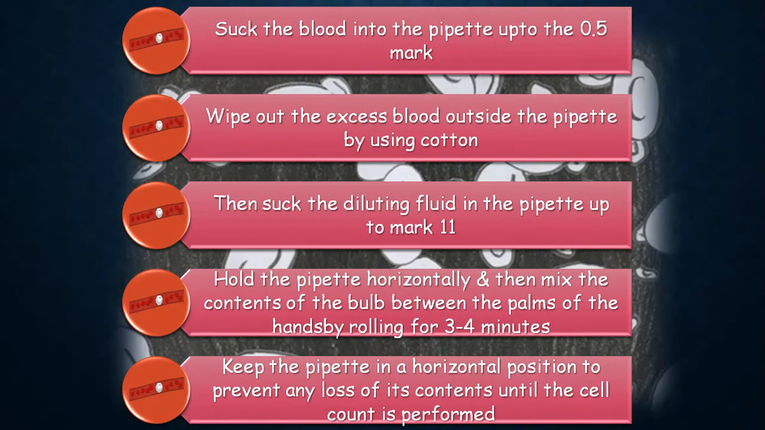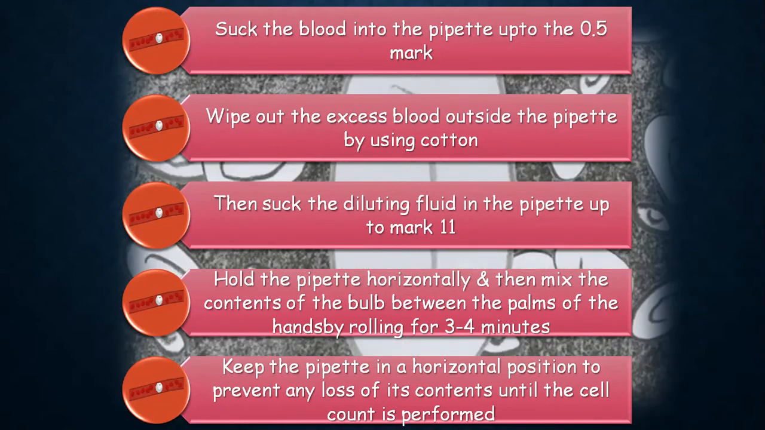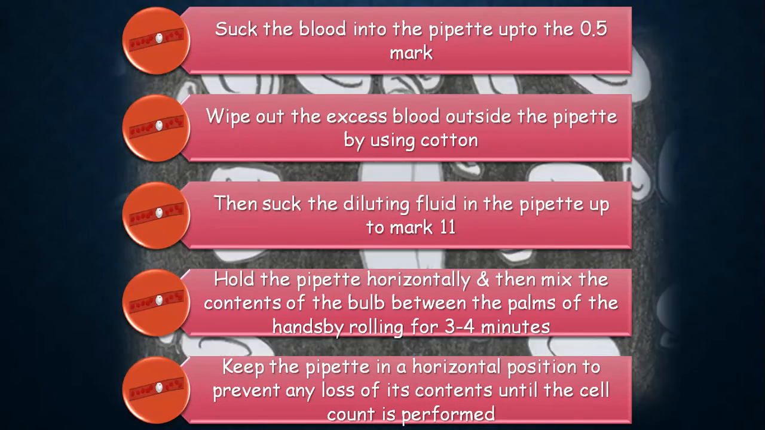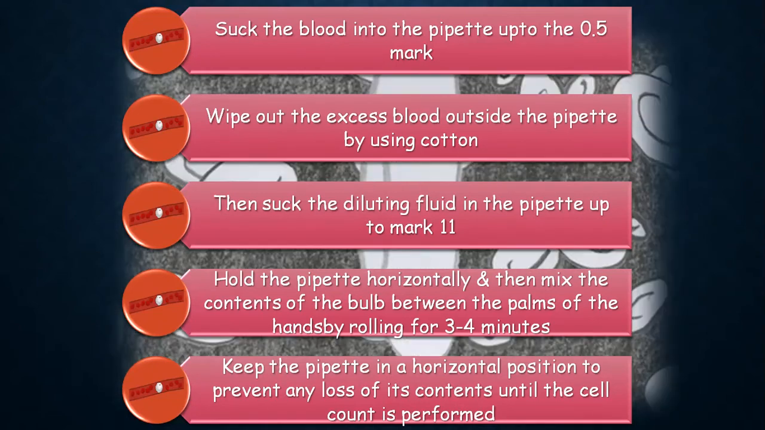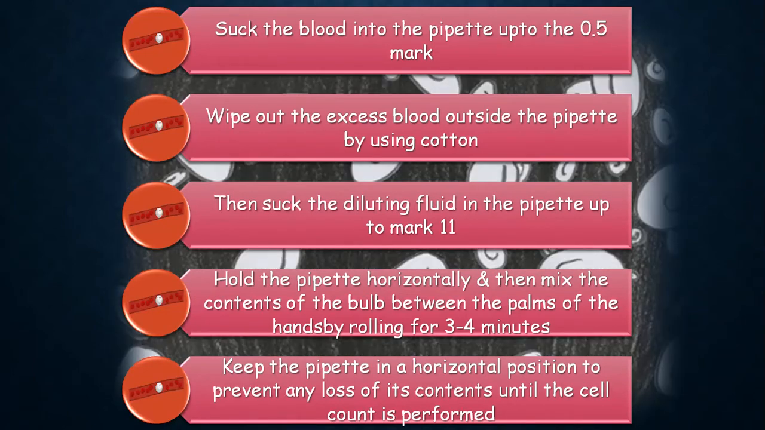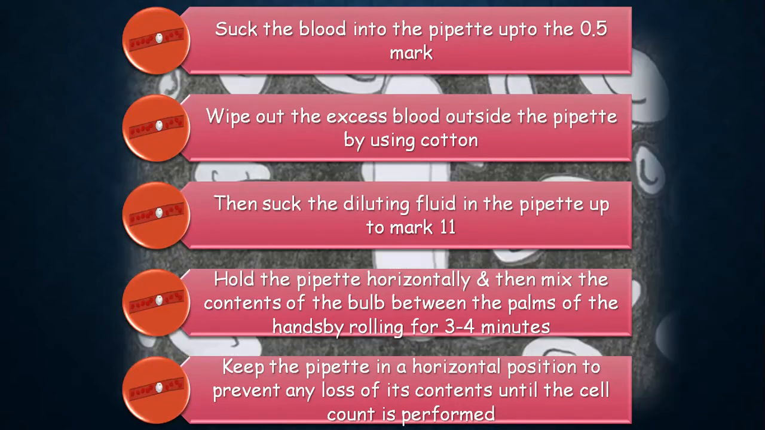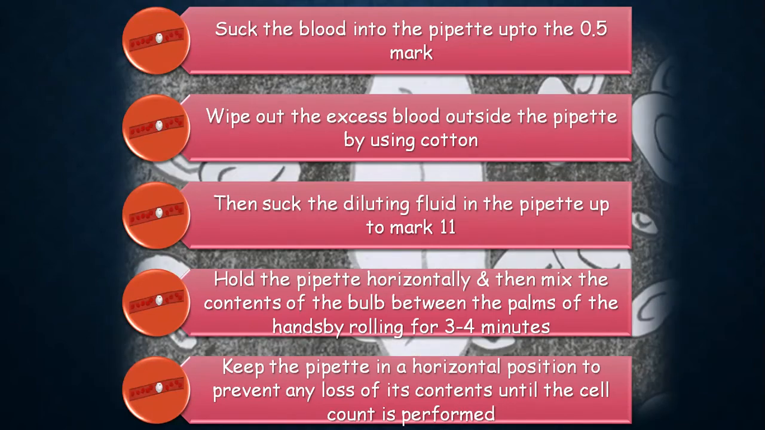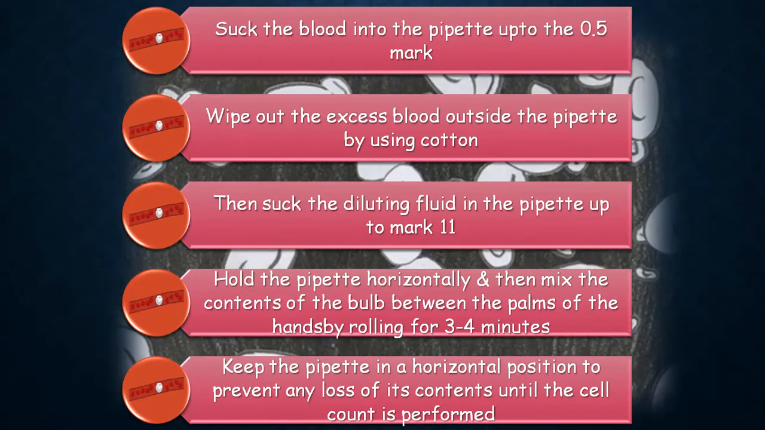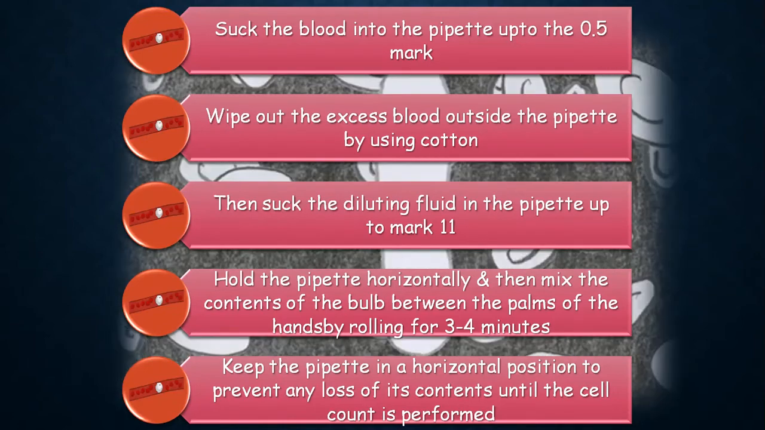Suck the blood into the pipette up to the 0.5 mark. Wipe out the excess blood outside the pipette by using cotton. Then suck the diluting fluid in the pipette up to mark 11. Hold the pipette horizontally and then mix the contents of the bulb between the palms of the hands by rolling for 3 to 4 minutes. Keep the pipette in a horizontal position to prevent any loss of its contents until the cell count is performed.